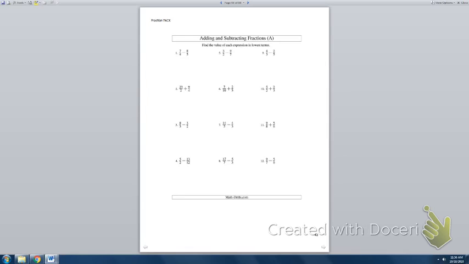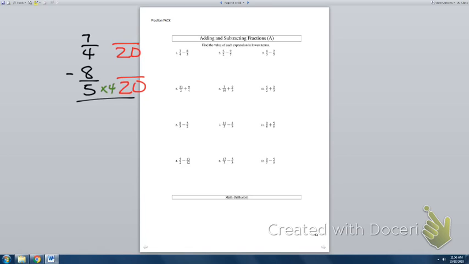Number 1 is 7/4 minus 8/5. So here we have two denominators that are different. The 4 doesn't divide into 5 evenly, obviously. So I'm just going to multiply 4 times 5 and get a common denominator of 20. And then I just have to make equivalent fractions. And I'm good to go.